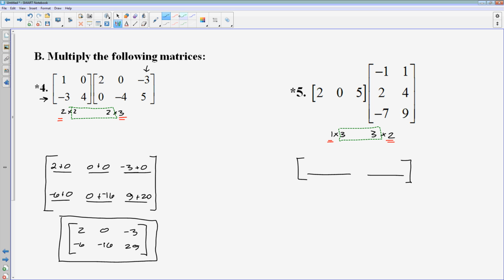And we'll start multiplying. This row times the first column, 2 times -1, 0 times 2, plus 5 times -7, which is -35. And then I'll go down the second column, multiplying each element, 2 times 1, plus 0 times 4, plus 5 times 9. And then we'll add those numbers together. -2 minus 35 is -37. 2 plus 0 plus 45 is 47. And there's our answer for number 5.